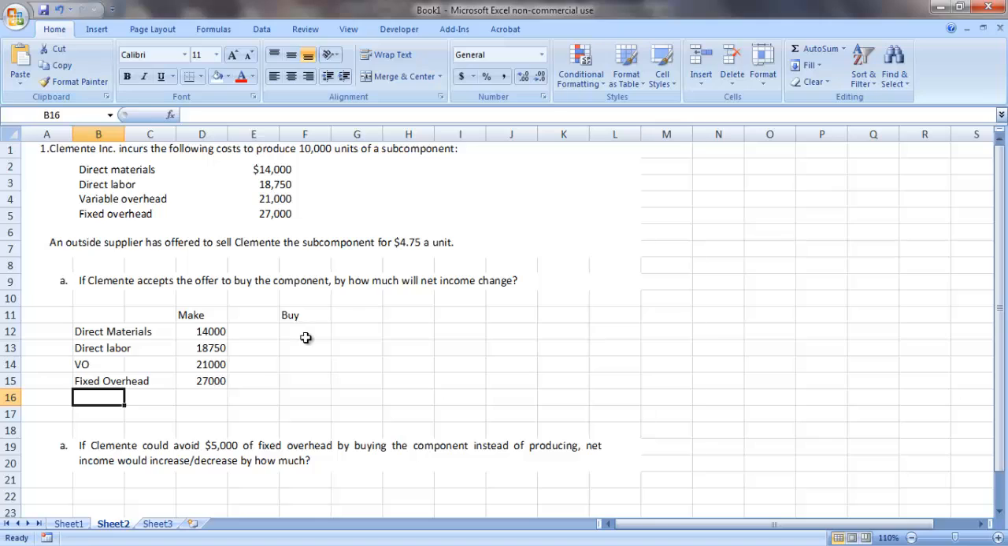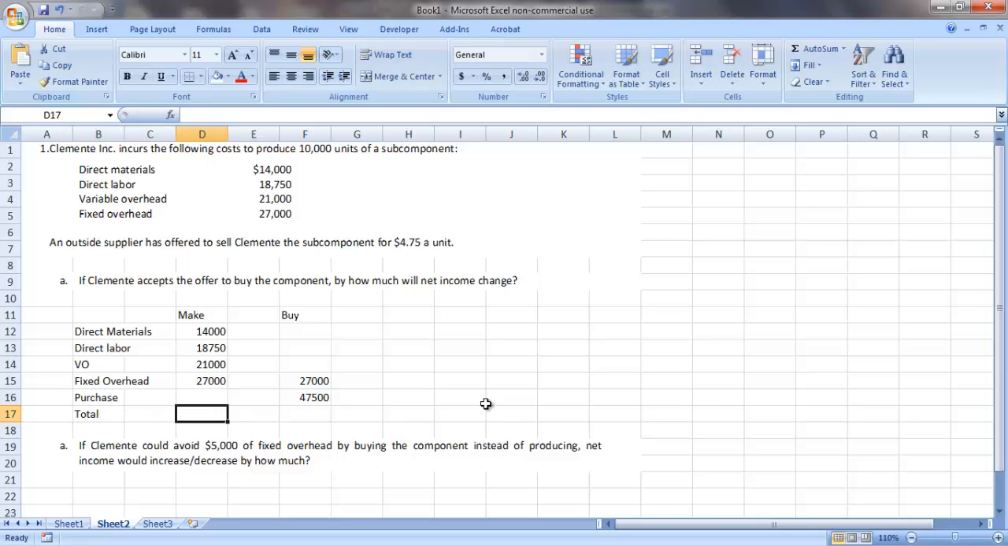Over here on the buy side, we know that if we buy this component for $475 a unit, we won't have direct materials costs related to production. We won't have direct labor costs. We won't have variable overhead. It's important to remember we will still have the fixed overhead cost unless we're told differently. Remember, fixed overhead costs cannot be changed based on some change in production activity. So we'll still incur those fixed overhead costs regardless of whether we make this subcomponent. We'll also have the purchase costs of $475 a unit times 10,000 units.